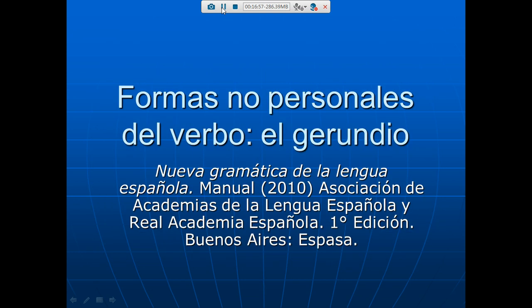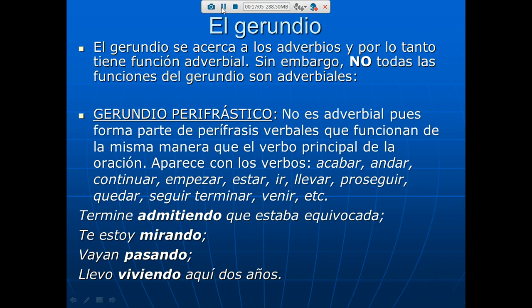Okay, well, let's go to Spanish now and concentrate on las formas no personales del verbo, el gerundio. I will shift into Spanish now because all this is based on information taken from el manual de la RAE and our handout. El gerundio se acerca a los adverbios y por lo tanto tiene función adverbial. Eso es algo que hemos aprendido, que han aprendido desde el primer año. Sin embargo, y quizás esto es nuevo, no todas las funciones del gerundio son adverbiales. Y esto es muy importante. No todas las funciones del gerundio son adverbiales.